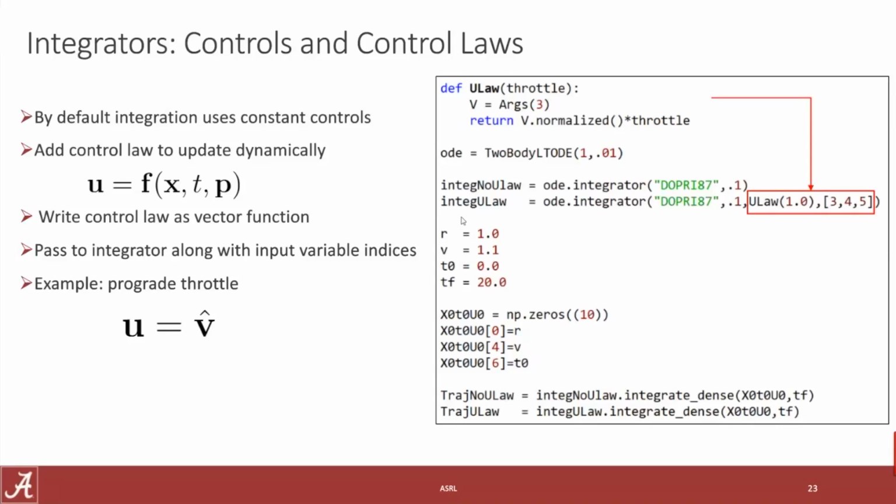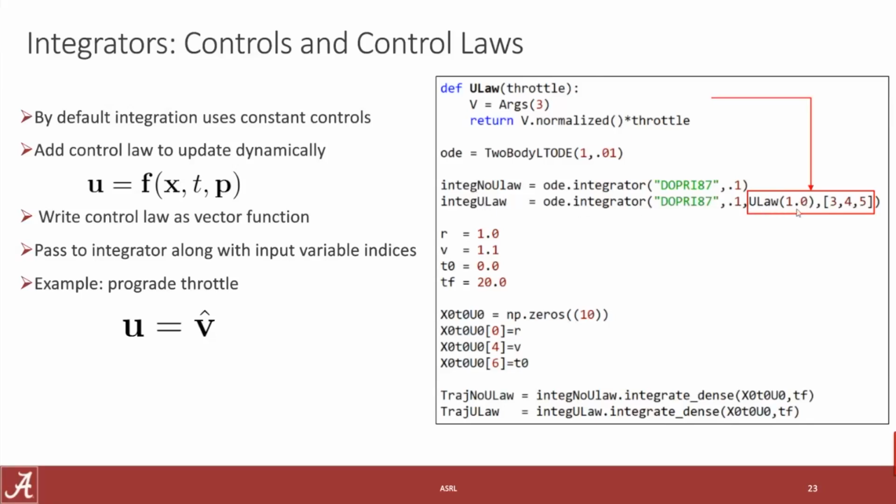So in this integrator with control law example, you again can declare integrator type, or it defaults to Dormand-Prince 8.7, so you can just do step size if you want. Then you pass in your control law vector function, but recall these vector functions are using vector function arguments. How do we pass those? It then expects a list of what indices from your state vector, from state time control P, do you want to pass in as arguments to this function that's being called?